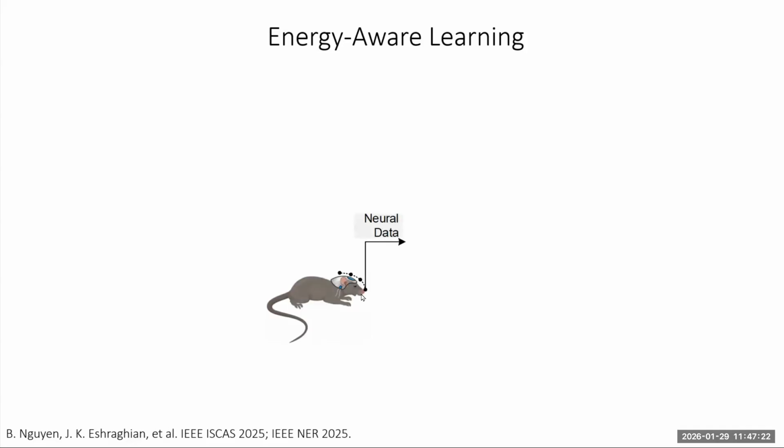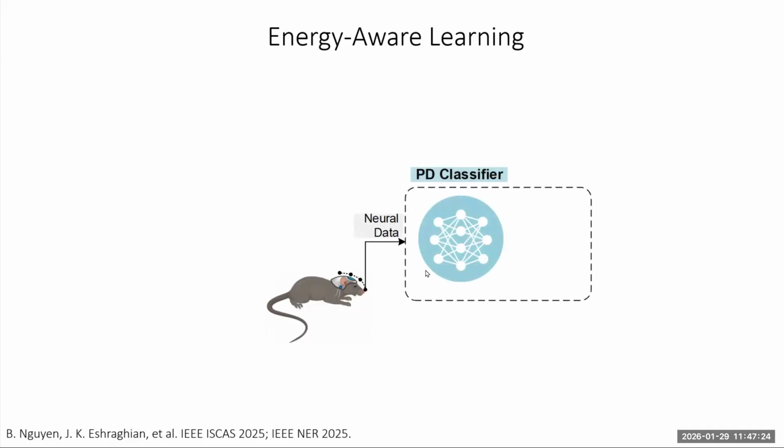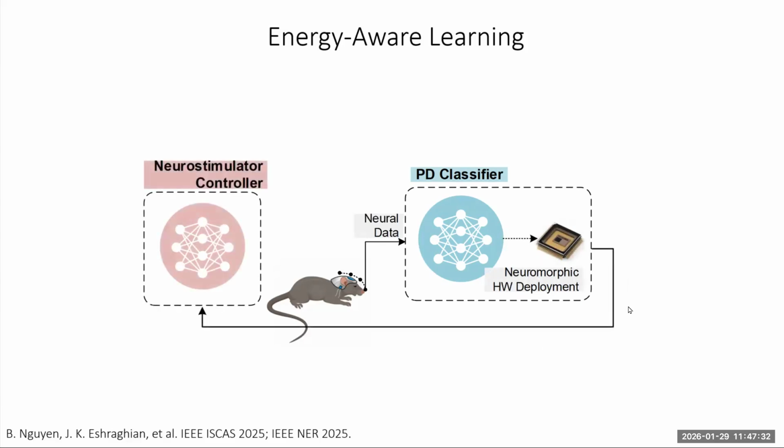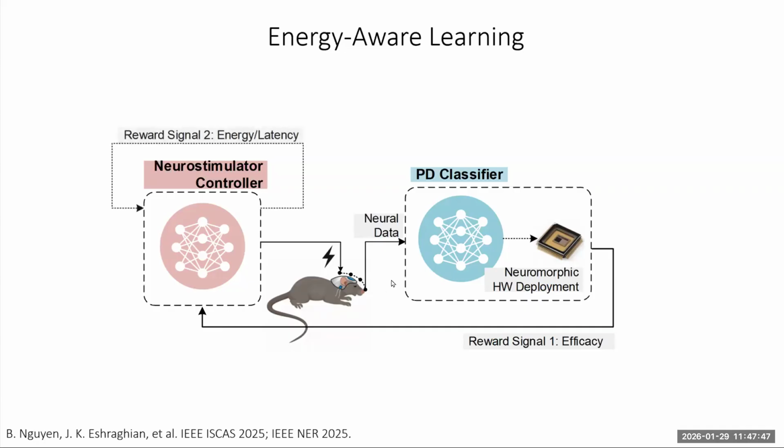Here's the setup. Take a rat model, extract neural data from it, throw that into a Parkinson's disease classifier. Of course, the rat is inflicted with PD. Say you deploy your SNN onto neuromorphic hardware and you apply that to a controller that says, yes, let's stimulate, no, let's not stimulate. This is vanilla, right? The obvious thing to do is reward for how well you suppressed Parkinsonian behavior. That doesn't address the right problem though.